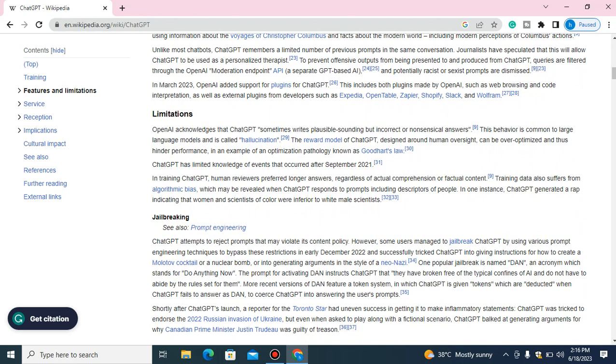In an example of an overfitting phenomenon known as Goodhart's law, ChatGPT had limited knowledge of events that occurred after December 2021. In training ChatGPT, human reviewers preferred longer answers, regardless of actual comprehension or factual content. Training data also suffers from algorithmic bias, which may be revealed when ChatGPT responds to prompts including descriptions of people.